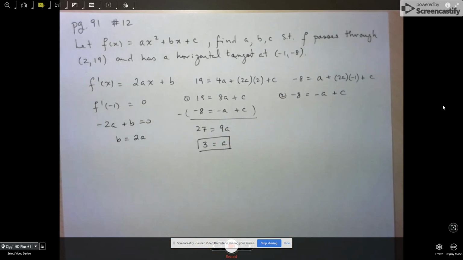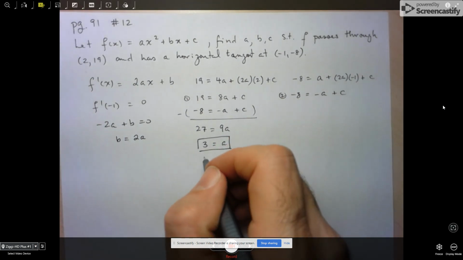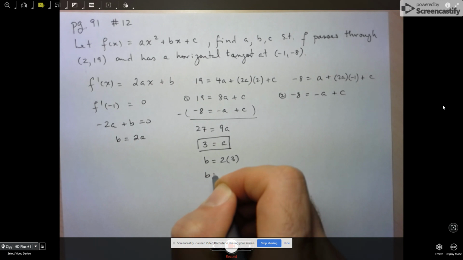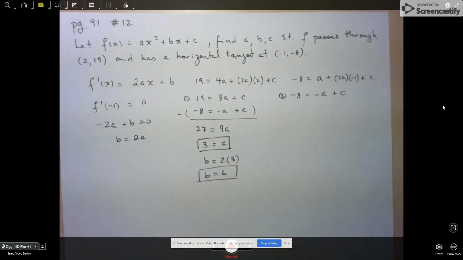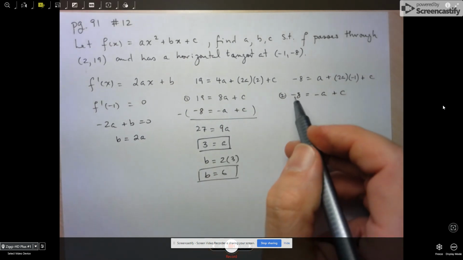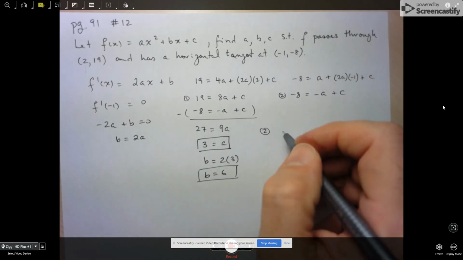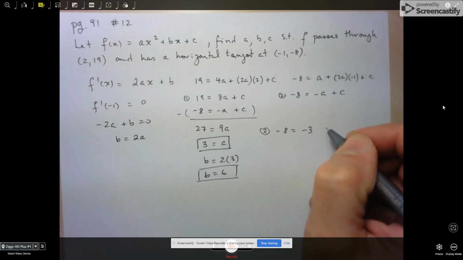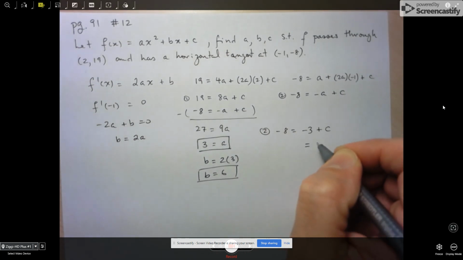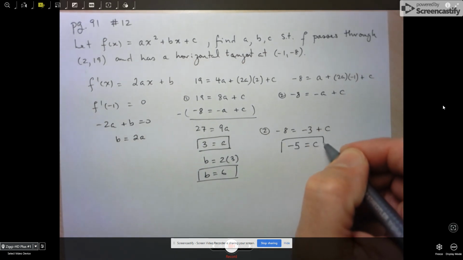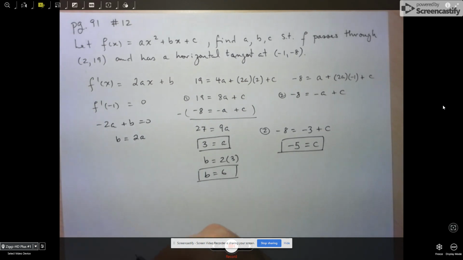So we have our first unknown. But remember that b was equal to 2a. So b is just equal to 2 times 3. So b is equal to 6. There we go. We have our second unknown. And now we can use one of these equations to find c. I guess I'll use equation 2. So what do we have? We have -8 is equal to, well, -a, so -3 plus c. So that means c is just equal to -8 plus 3 is -5. And there we have our three values that are going to satisfy these conditions.